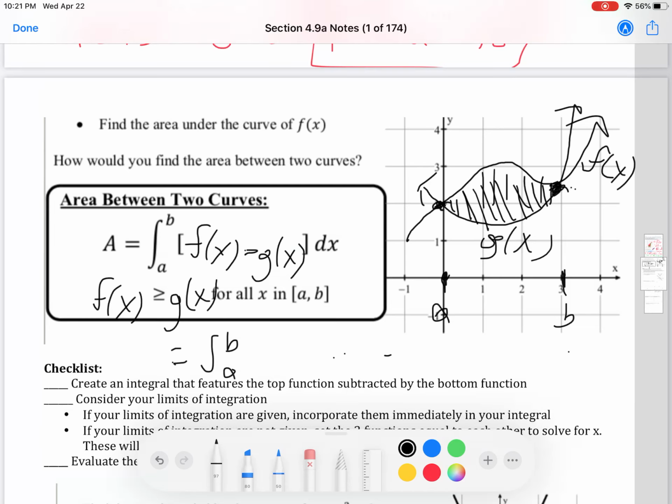I like to call these pond problems, so this could be the beginning of a pond and the end of a pond. And we do the top minus the bottom, and that is the main idea of this.